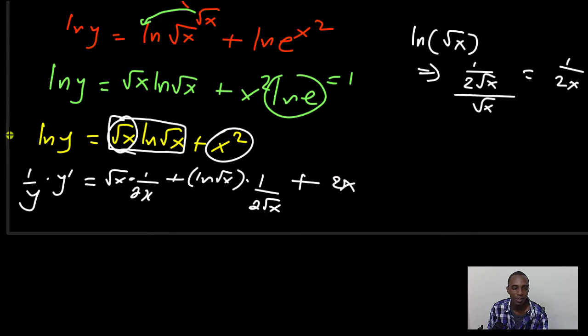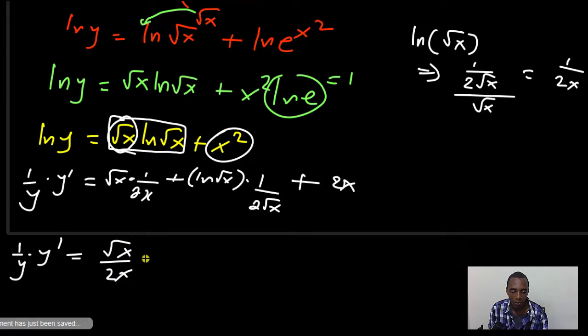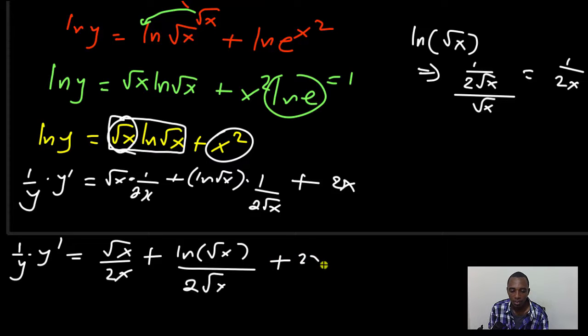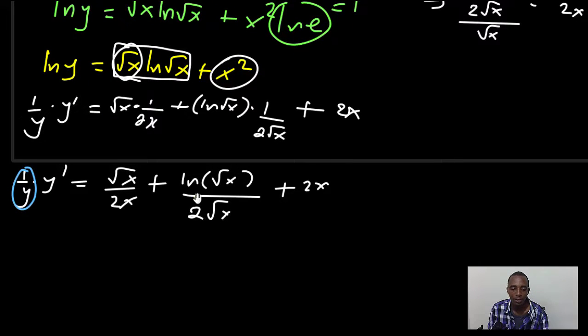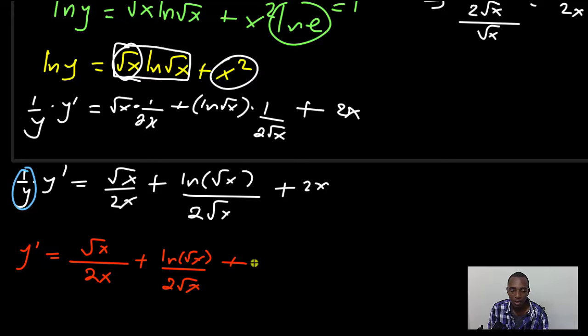So let's clean up our answer here. 1 over y times y prime equals, this has got to be root x over 2x. Okay, plus, what do we have here? This is going to be the natural log of root x divided by 2 root x plus 2x, and finally got to bring this y to the right hand side to complete everything. Alright, there we go. So y prime equals, I'll have root x divided by 2x plus the natural log of root x, which is obviously positive, so I have no need of putting an absolute sign, plus 2x.